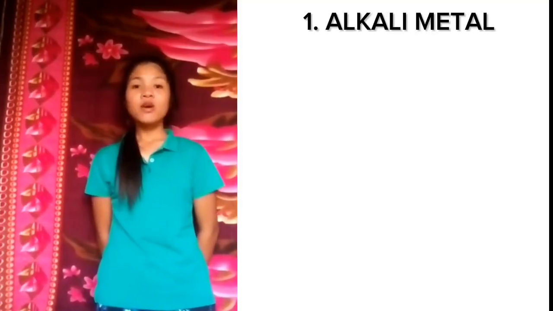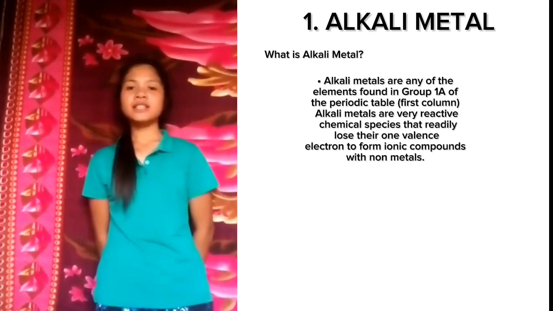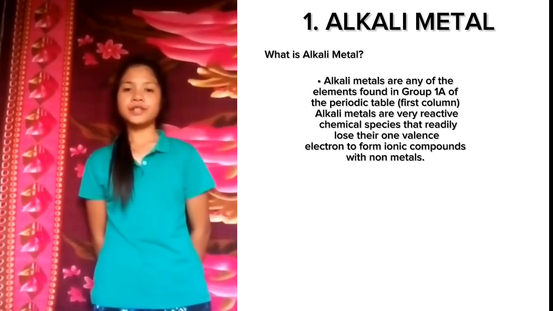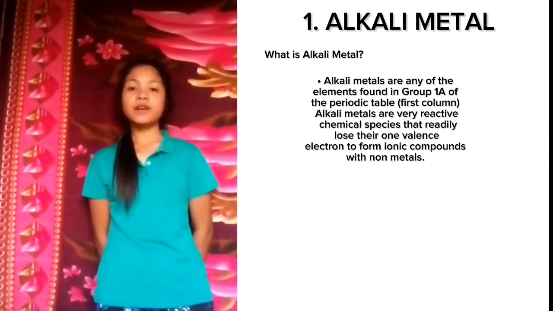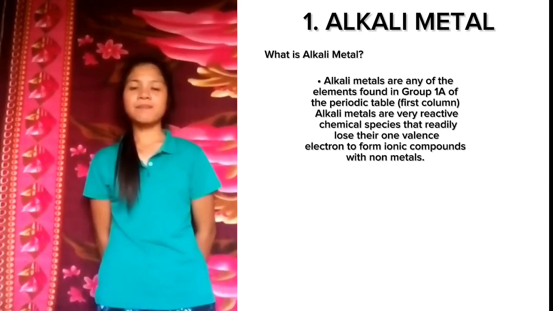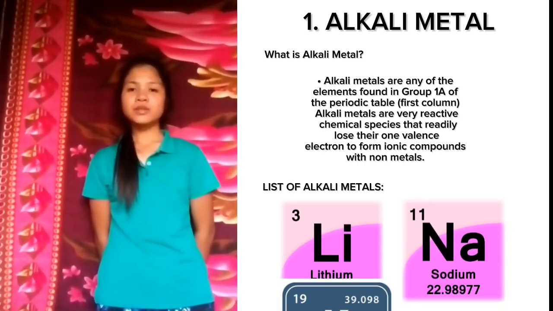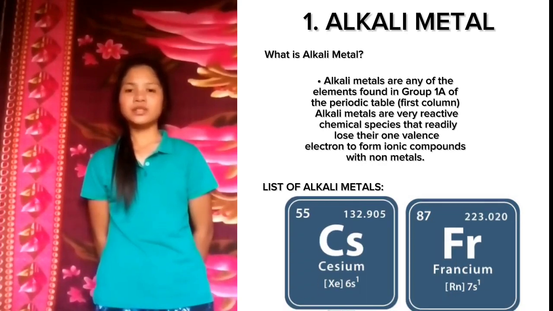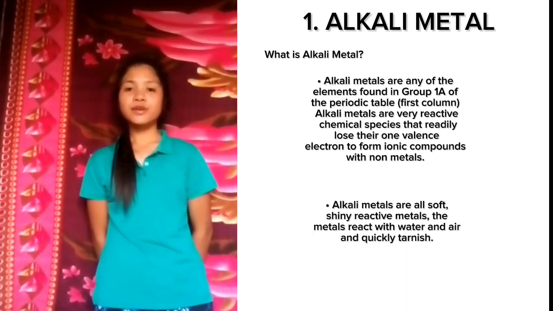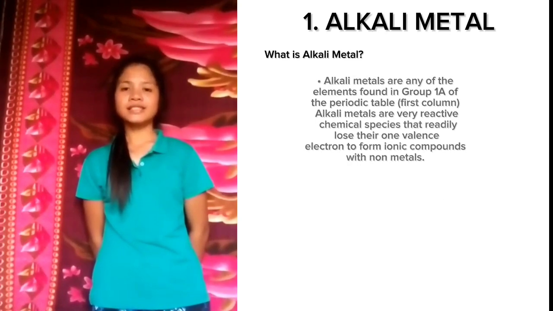The list of the periodic table groups. First, alkali metals. What are alkali metals? Alkali metals are any of the elements found in group 1A of the periodic table, or in the first column. Alkali metals are very active chemical species that readily lose their one valence electron to form compounds with nonmetals. List of alkali metals: lithium, sodium, potassium, rubidium, cesium, and francium. Alkali metals are all soft, shiny, reactive metals. They react with water and air and quickly tarnish.